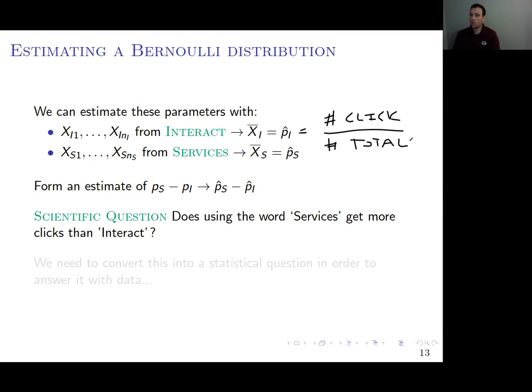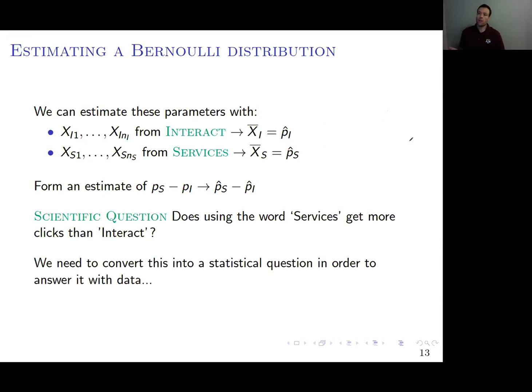At this point, we're ready to lay down what I would call a scientific question. Does using the word services get more clicks than using the word interact? That's the relevant scientific question. If we can answer this in the positive, then we would want to swap out services in that banner, and then we would be ready to address the next problem that we see with our website design. If there's no evidence to suggest that it's better, we need to go back to the drawing board and figure out a different way to direct attention to interact, or redesign the website altogether. So that's a scientific question.